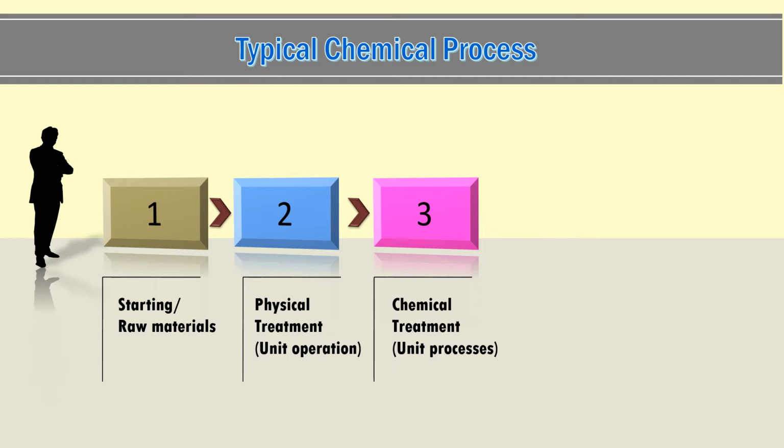So there are many types of chemical reactions that are considered as unit processes. For example, alkylation, amination by ammonolysis, condensation, cracking, pyrolysis, dehydration, dehydrohalogenation, esterification, hydrolysis, nitration, neutralization, etc. These are the chemical treatment processes. So these are also called unit processes.